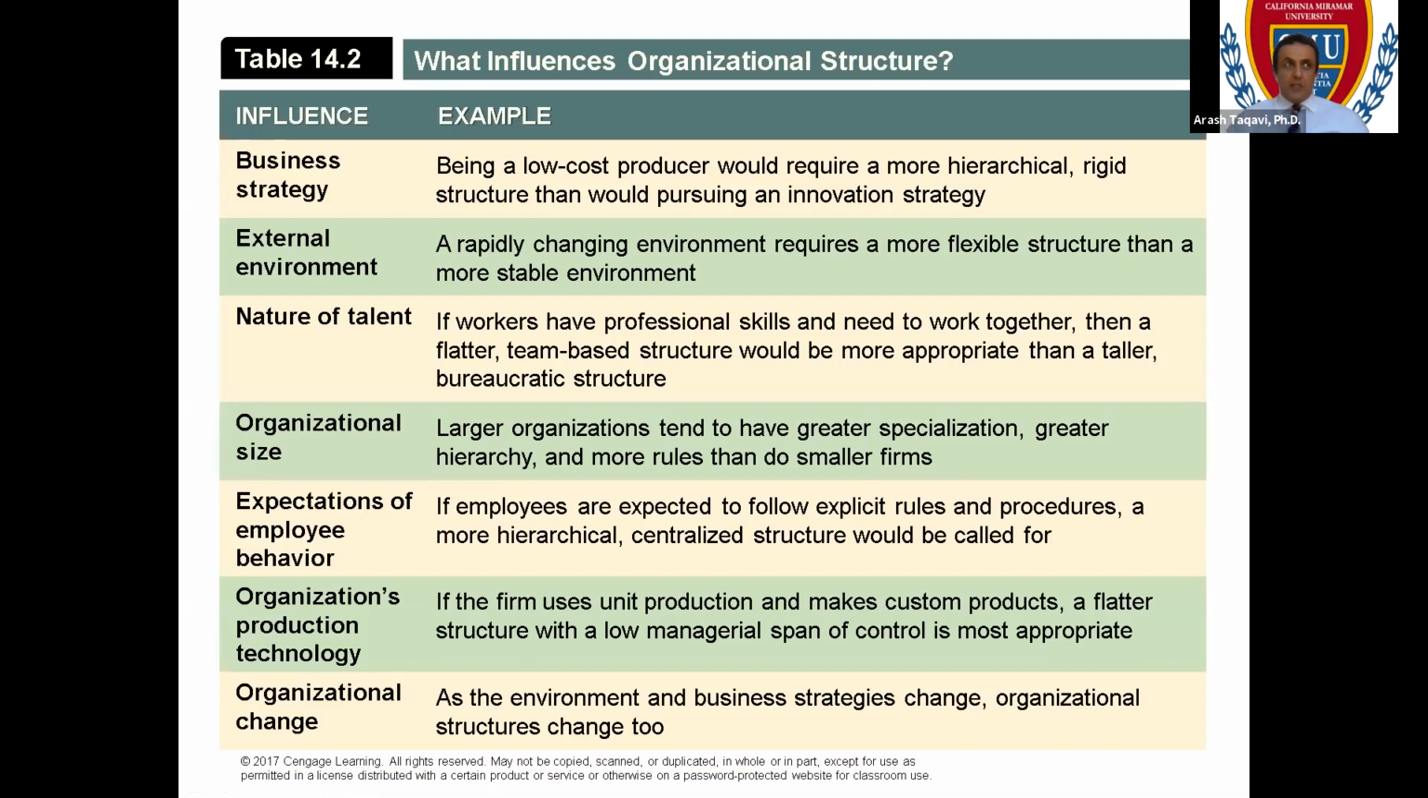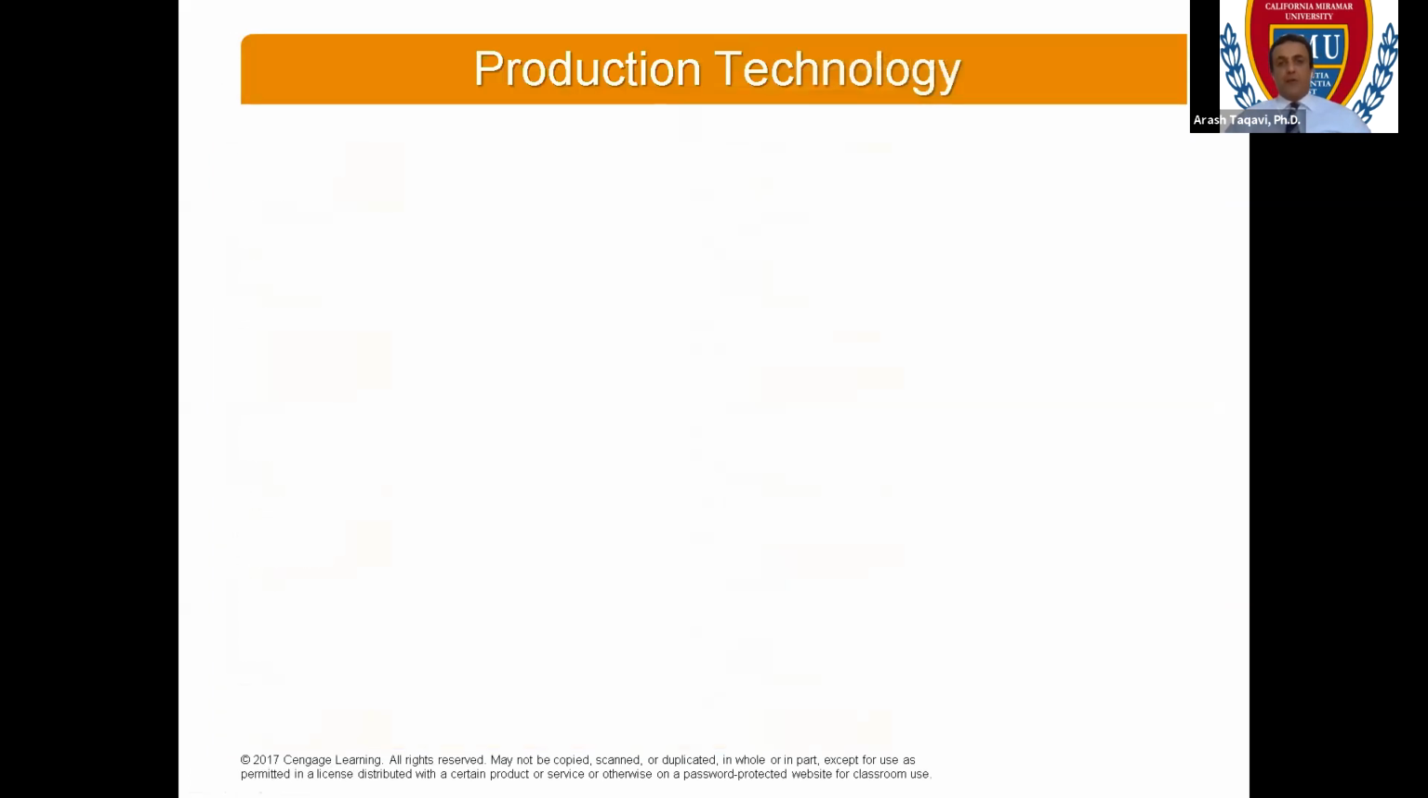If the organization doesn't have good changeability to adapt and adjust to the external or internal necessary and sometimes sudden changes, it will be destroyed. For example, as the environment and the business strategy change, organizational structure changes too. It is an example of organizational change as a factor.